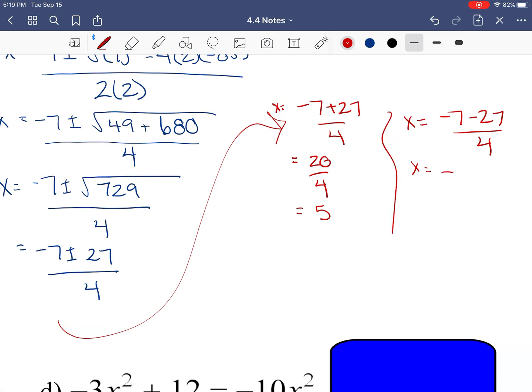And on this side, this is going to be negative 34 over 4. 4 doesn't go in perfectly, so we're just going to reduce where possible. So if I divide that by 2, 34 divided by 2 is 17 over 2, and there's a negative. So solution set, lowest number first.